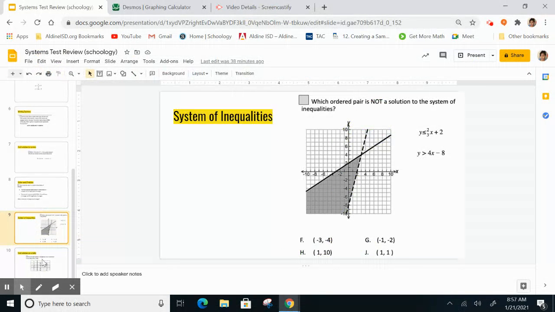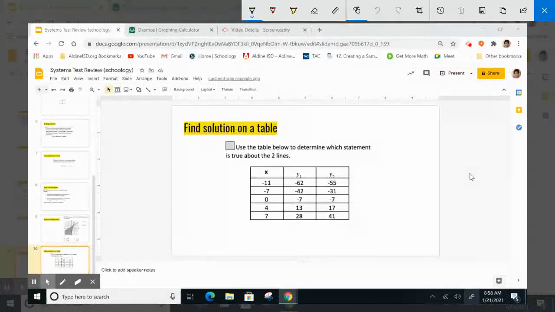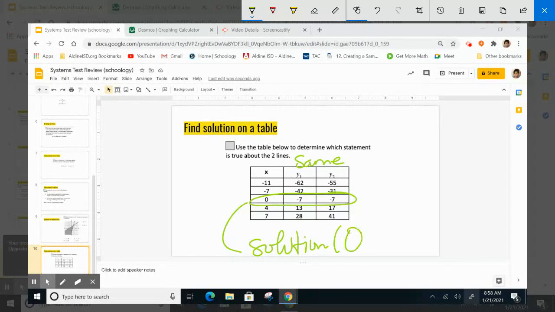Here we go with our last question. It says, use a table to determine which statement is true about the two lines. Remember that when we are looking for a solution, we're trying to see where they are the same. So this is the X value, and you want to look to see where they have the same Y values. On the table, the Y values are here. So the solution here is that when X is 0, they both meet at -7. So the solution for this system would be 0, -7.